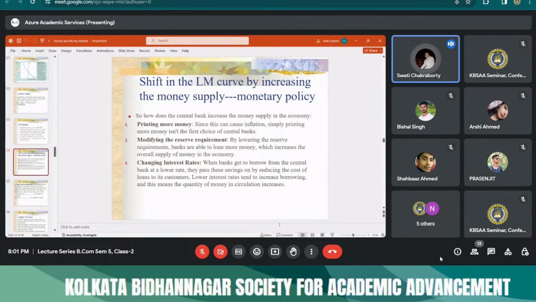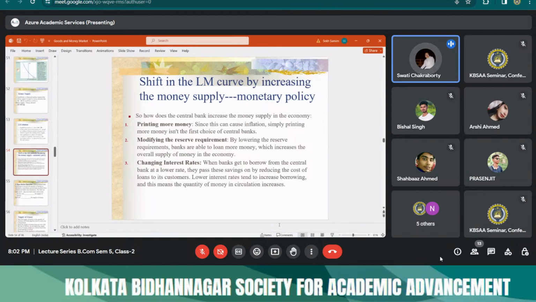Now sometimes banks get to borrow from the central bank. When they borrow money from the central bank at a lower rate, it means they can have some money on hand, so they in turn also reduce the cost of loans to the customers. So a lower interest rate means more borrowing, investment goes up, so the quantity of money in circulation goes up.